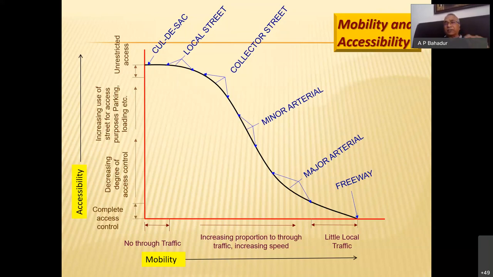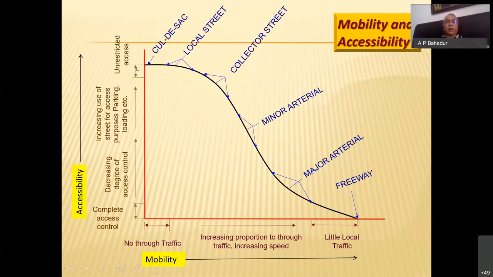So reaching from A to B, or O to D, is your access issue, and reaching in 1 hour while driving at 100 kilometers per hour over a 100 kilometer distance becomes a mobility issue. So mobility is the ability to move in a reasonable time frame. At this point, the level of mobility is highest, whereas the accessibility is zero. That means there is no access provided on this. So this is your highest category of road, that is your expressway, as it is called in the US.